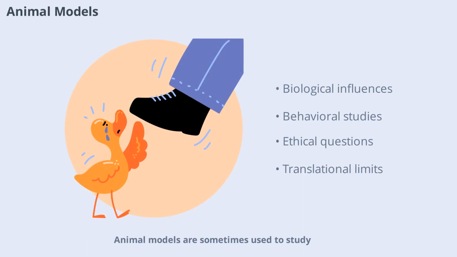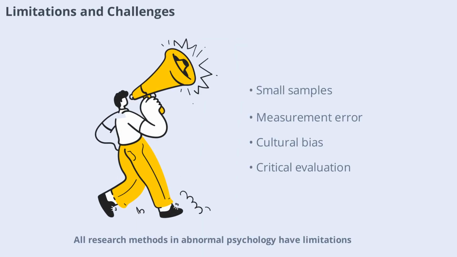Animal models are sometimes used to study the biological and behavioral aspects of abnormal psychology. By observing animals, researchers can investigate genetic, neurochemical, and environmental influences on behavior. While animal research has contributed to our understanding of mental disorders, it also raises ethical questions and may not always translate directly to humans.